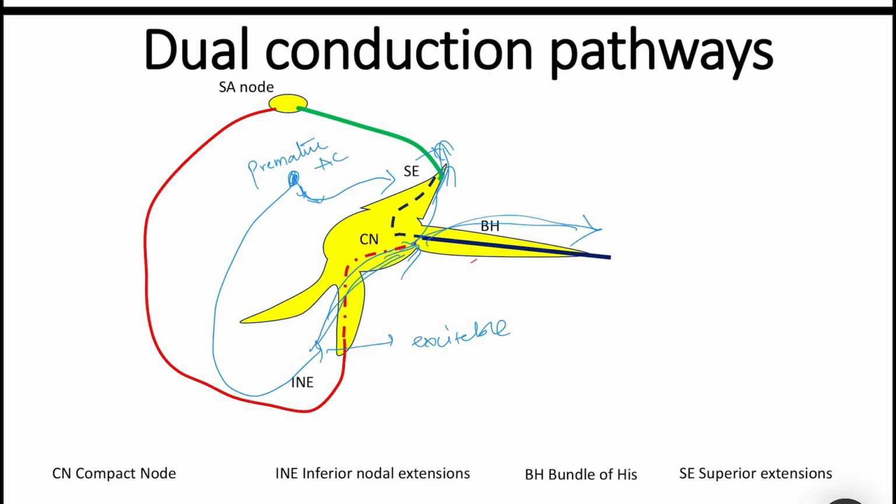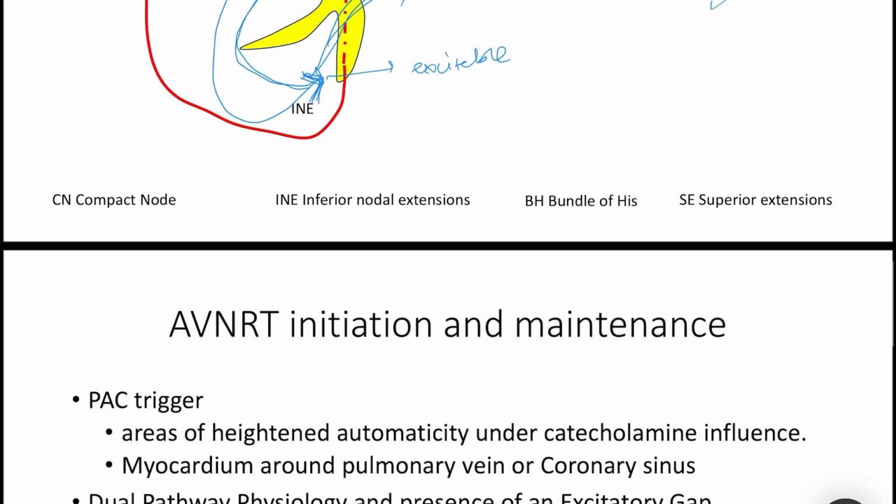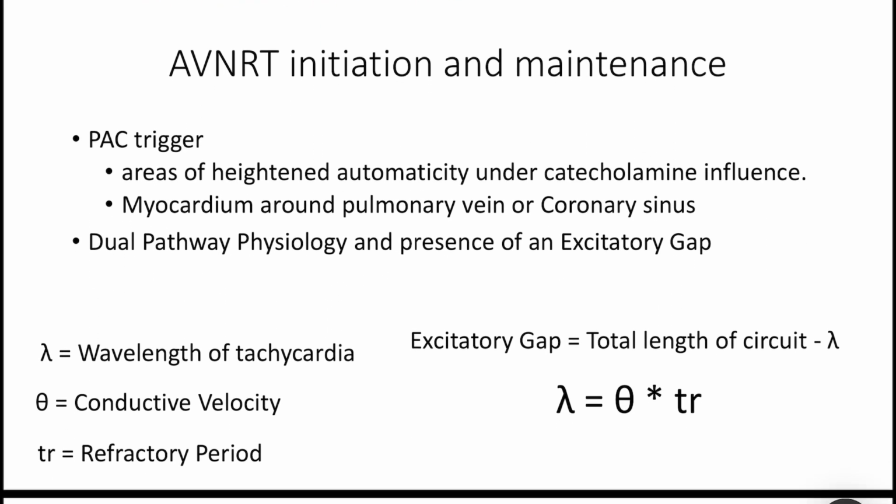The retrograde fast pathway activation exits through the superior extension into the atrial musculature and eventually returns via the septum and the coronary sinus musculature to the inferior extension, forming a micro-reentrant circuit. The usual result of a premature atrial complex encountering a dual pathway physiology is a solitary atrial echo beat, after which the sinus rhythm resumes. Reentry does not always perpetuate into a sustained AVNRT. Atrial echo beats are common even during exercise in healthy individuals.